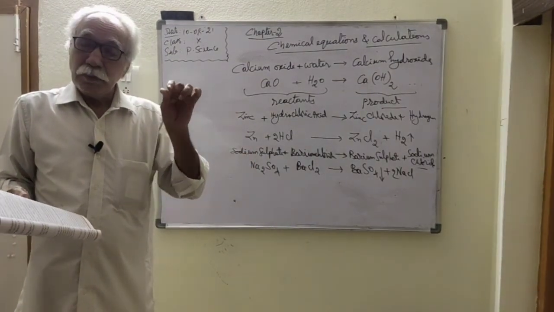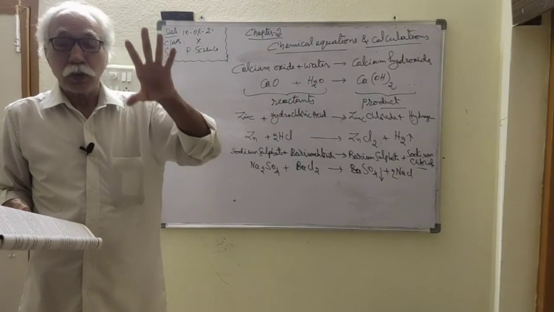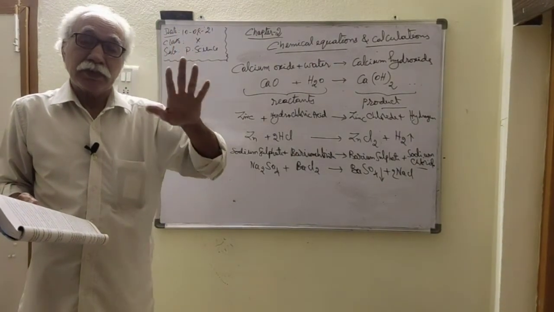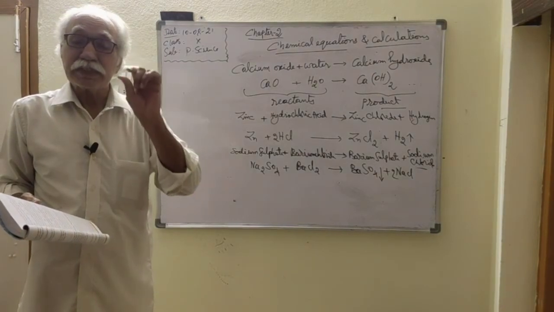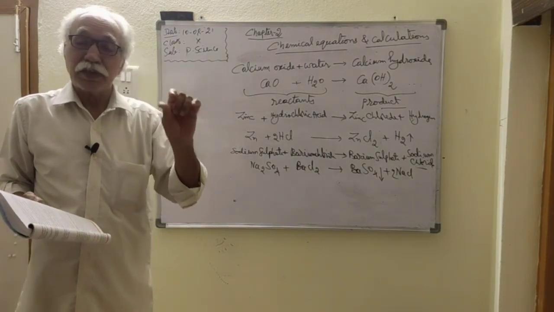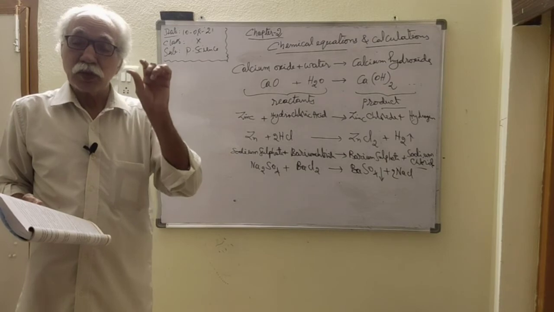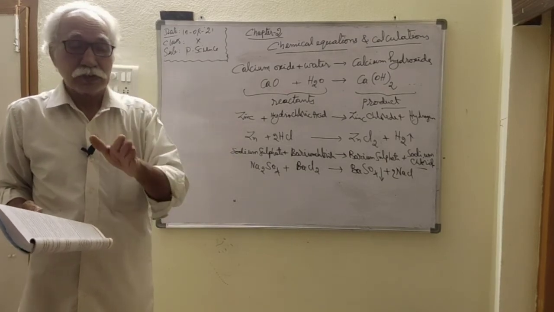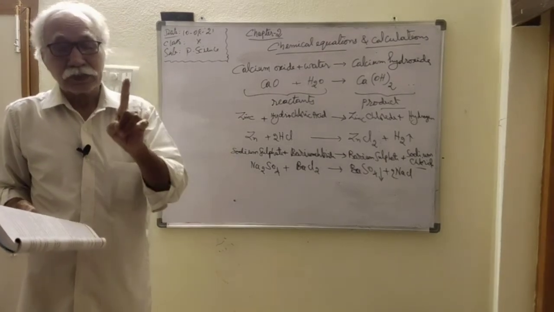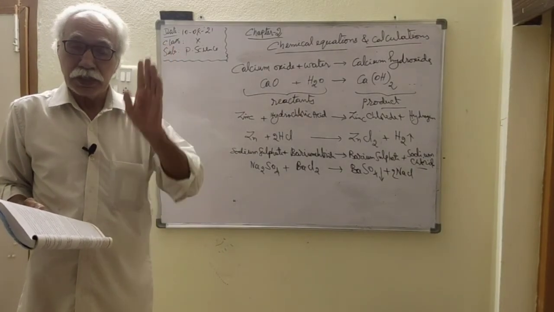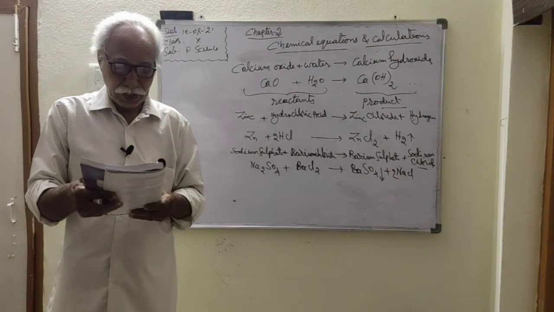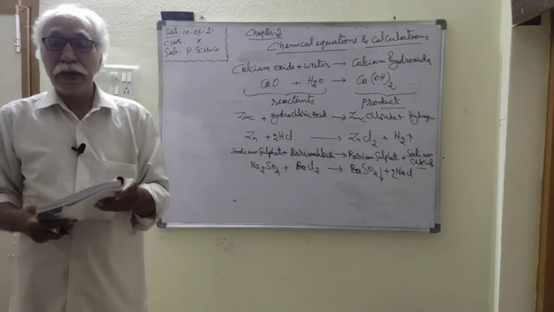But before and after the reaction, the total number of atoms of each element must be equal, because the mass is conserved. The mass can neither be created nor be destroyed. It remains constant before and after the reaction. To maintain the equal mass, the number of atoms should not be destroyed. They must be equal. For that we should write the balanced equation.